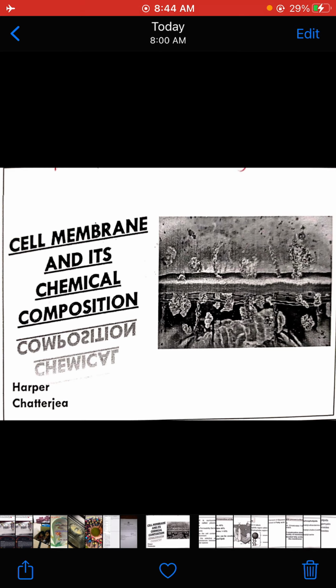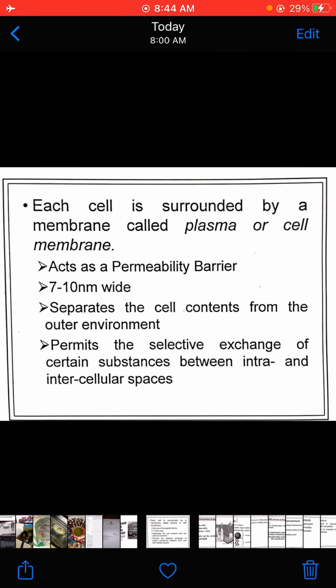The biological membrane is basically the cell membrane or plasma membrane. It acts as a permeability barrier. Permeability barrier means it allows some of the biomolecules to pass through it according to the necessity of the cell. It is 7 to 10 nanometers wide. It separates the cell contents from the outer environment. It also provides cellular recognition and communication.